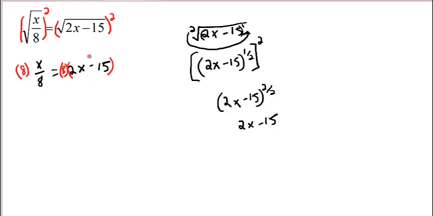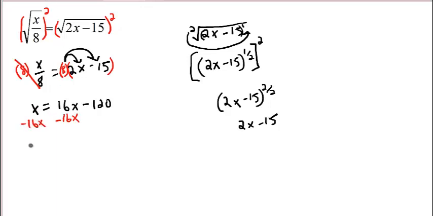Okay, there we go. So these cancel out. 8 over 8 is just 1, so I'm left with x on the left side, and then we need to distribute that 8 with both of these terms. So 8 times 2x will be 16x, and then 8 times negative 15 will be negative 120. Now we need to get the x's on one side, so subtract 16x from both sides.